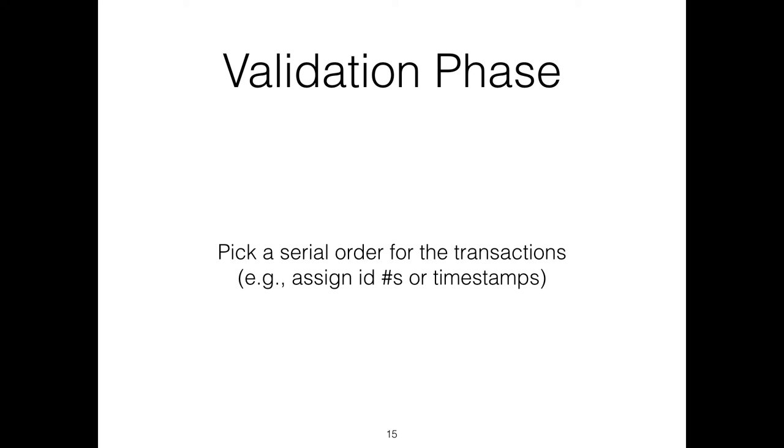So we complete the read phase, the transaction does whatever it needs to do, and we come out of that phase with a set of reads, a set of writes, and either an abort or a commit. If it aborts, we throw the transaction away, no harm, no foul. If it tries to commit, we enter the validation phase. During the validation phase, we need some sort of serial order to actually apply the transactions in. So before the validation phase starts, usually there will be some sort of atomic counter that you'll use to assign a timestamp to the transaction. And basically at that point, the transaction either fails or succeeds, depending on where it is in that timestamp order.